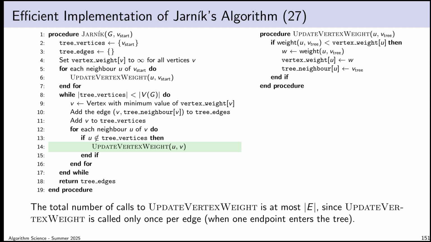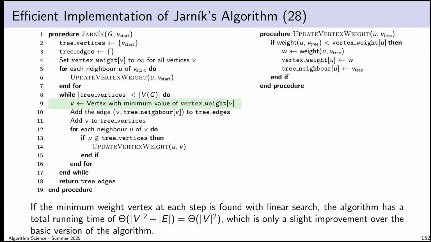Okay, so the total number of calls to update vertex weight across the entire algorithm is actually, I should have highlighted this line too, the total number of calls to that is actually going to be this. And this is the usual argument we make with traversal algorithms, which is that I only call this once per edge, because I only call it if the other end of the edge is not already in the tree. So when one endpoint of an edge enters the tree, I call update vertex weight on that edge. I don't call it when the other endpoint enters the tree because I ignore those vertices in this loop. I don't have that if statement in this first loop here because at the beginning of the algorithm, nothing else is in the tree. So it makes sense the answer to the if condition would always be true.